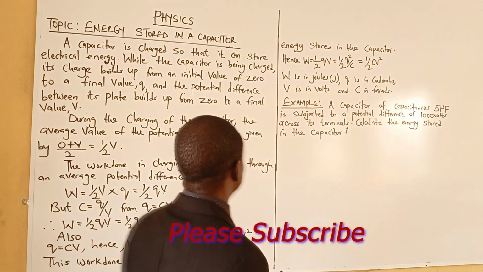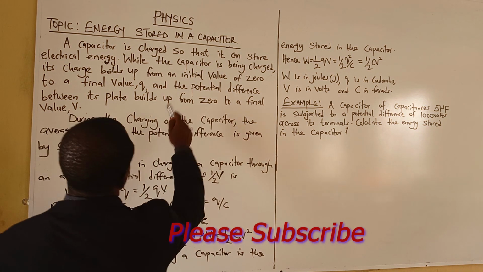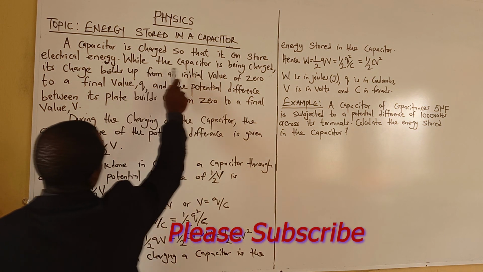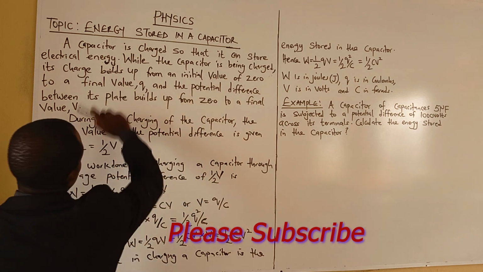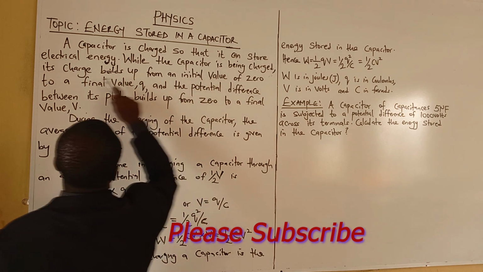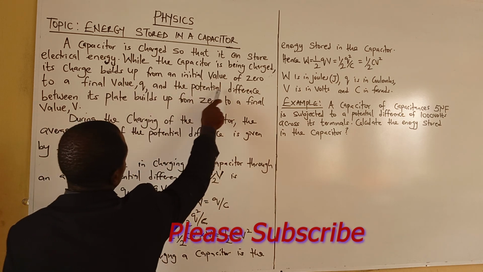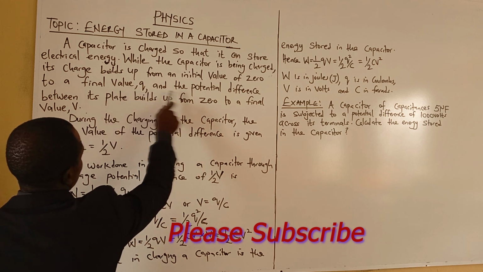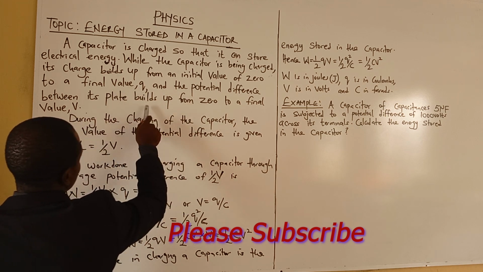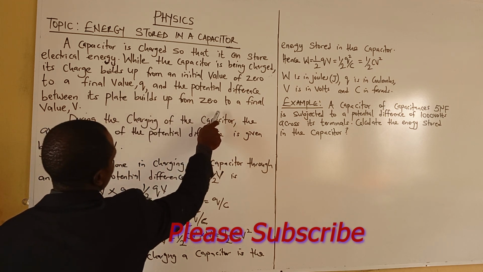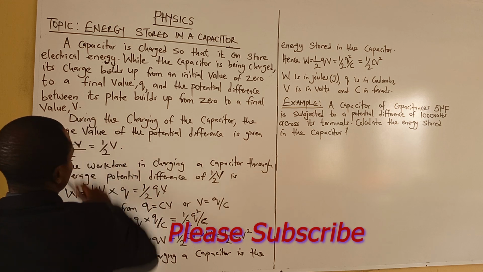Let's see what's on the board. Energy stored in a capacitor. A capacitor is charged so that it can store electrical energy. While the capacitor is being charged, its charge builds up from an initial value of 0 to a final value Q, and the potential difference between its plates builds up from 0 to a final value V.